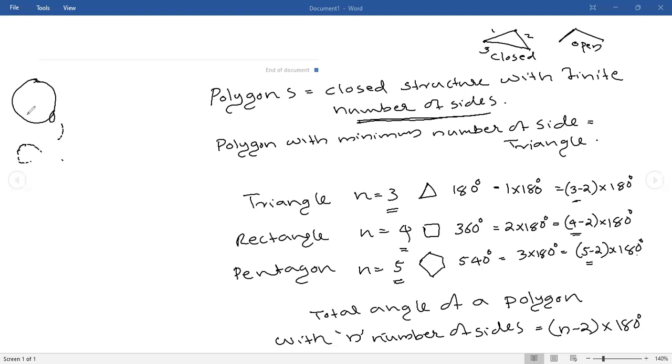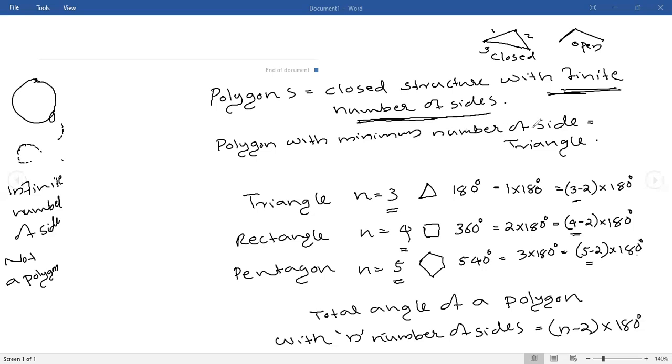Are you clear? So a circle contains an infinite number of sides. As a circle contains an infinite number of sides, it is not a polygon. What is the peculiarity of a polygon? A polygon should contain a finite number of sides. It should be countable. So a polygon is a closed structure with a finite number of sides.